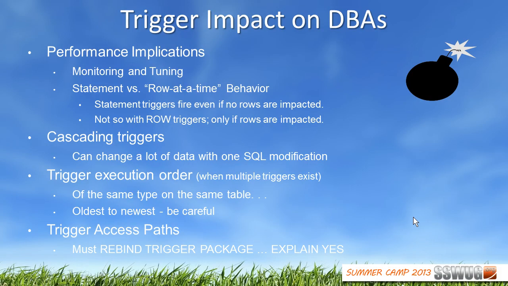Finally, the other big issue is access paths. When you create a trigger, there's SQL, and that SQL has an access path. And generally, we want an explain of that so that we know what that access path was. But when we bind the trigger, it doesn't give us that. So we create the trigger, it creates a trigger package, we generally will immediately then say rebind trigger package explain yes, so that we get the access paths. It would be much better if the create trigger had an explain parameter on it, but that's not there.